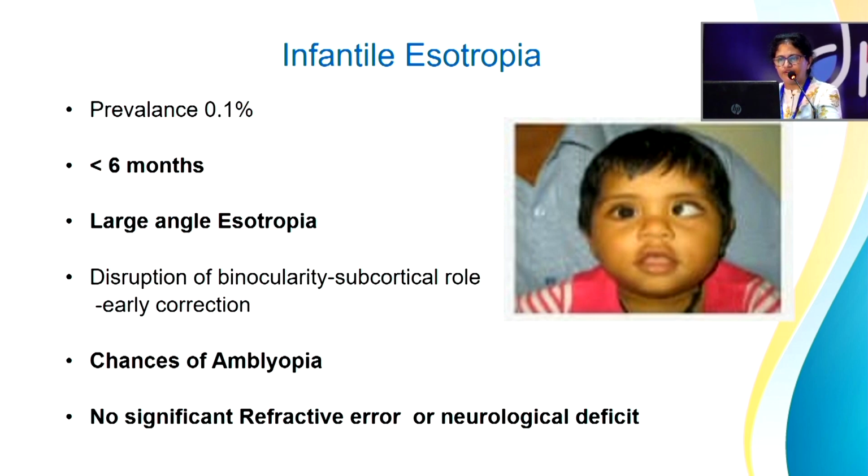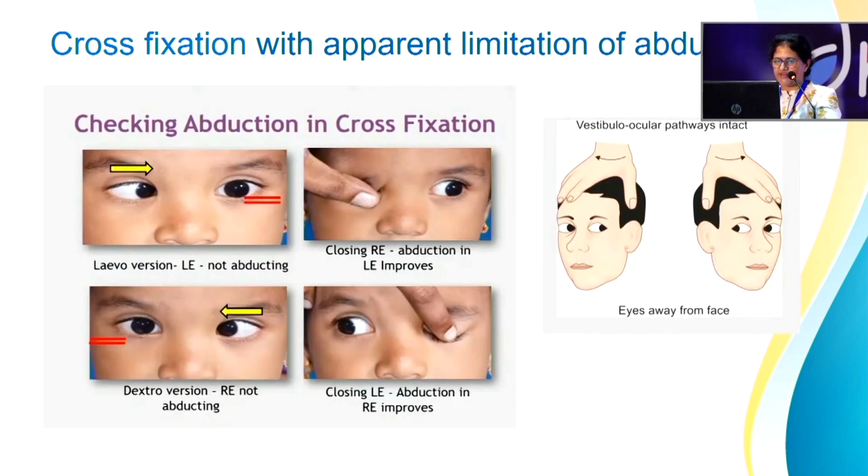So infantile esotropia, usually it's not that rare. It occurs in less than 6 months. With large angle esotropia, chances of amblyopia are more, that's why it is important. There won't be significant refractive error or neurological deficit.